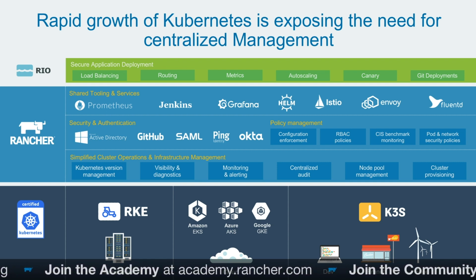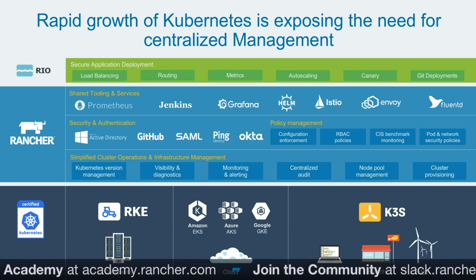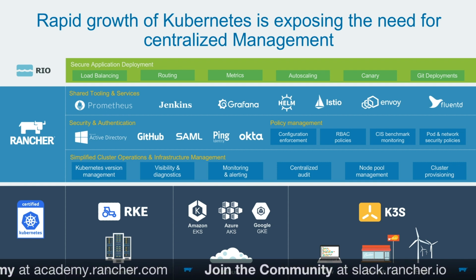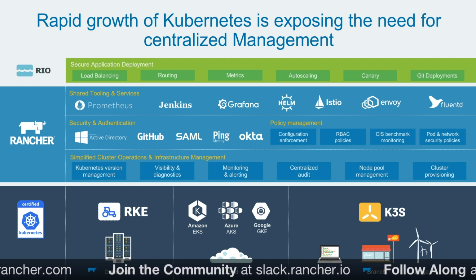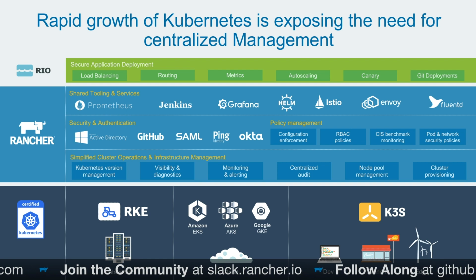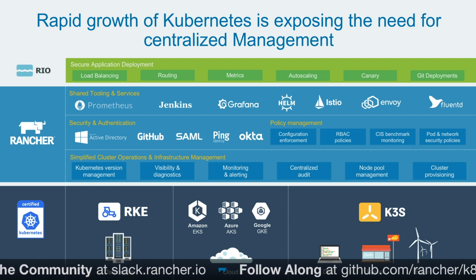Our flagship product, Rancher, handles the management layer. It's the most popular Kubernetes management solution with over 100 million downloads right now, and it's 100% open source. It enables production quality Kubernetes everywhere by delivering on the things I mentioned a moment ago.